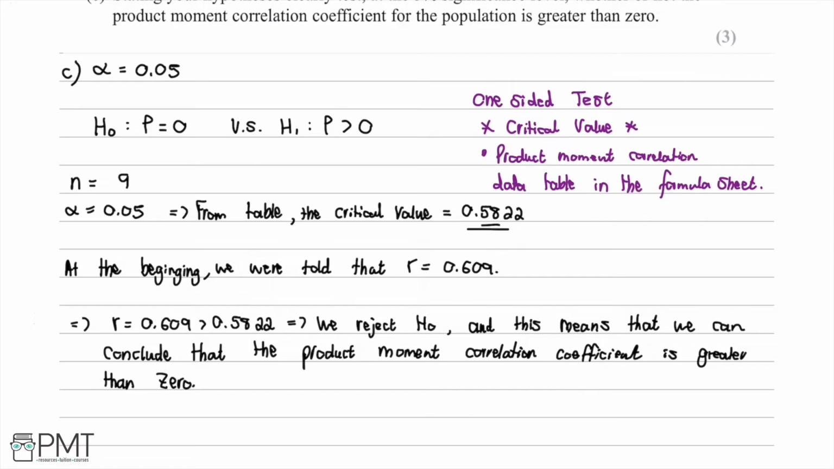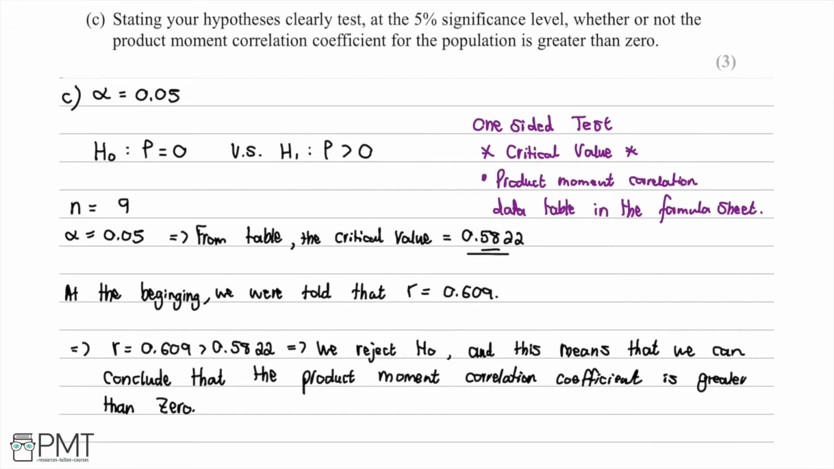So therefore, we've completed the question, and we're now going to take a look at where we received our 3 marks. We received our first mark for stating our hypotheses clearly, that's H0 and H1. We then receive our second mark for correctly finding the critical value from the table in the formula sheet, and we then receive our third mark for knowing to reject H0 and concluding that the product moment correlation coefficient is greater than 0.